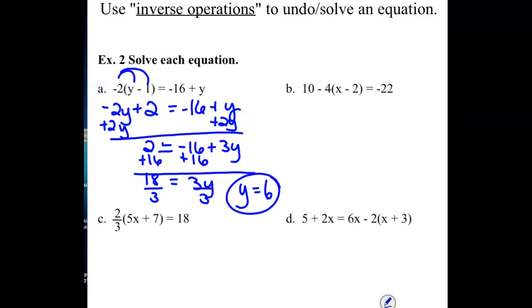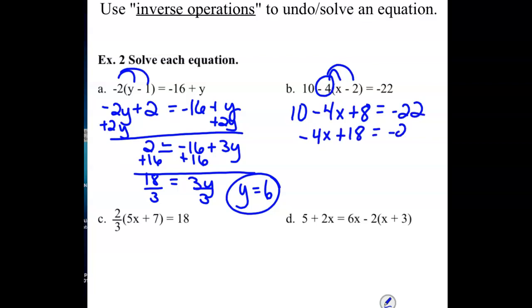Okay? For our second equation, again, we need to do some distributing. I'm going to distribute that -4. So I have 10, -4 times x is -4x. -4 times -2 is +8. I can combine like terms and get -4x plus 18 equals -22. Then when I subtract the 18, I end up with -40. And last step, I can divide, which gives me x being 10.